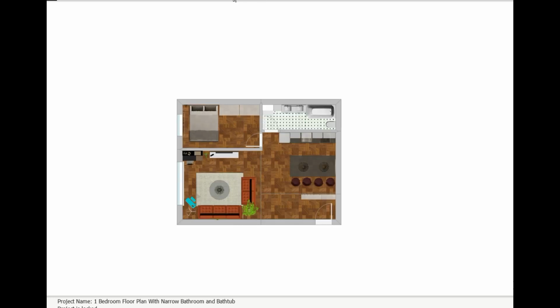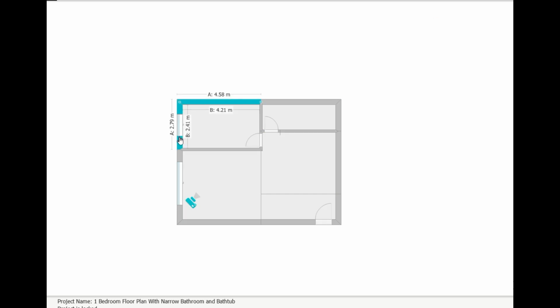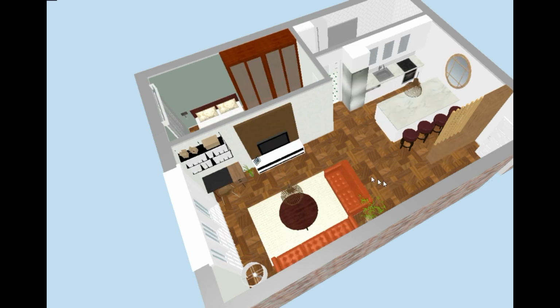So if we see the dimensions of this plan, here we can see 4.3 meter, 4.5 meter, 2.7 meter, 4.2 meter, 4.28 meter, 4.6 meter, and 3.50 meter, 1.72 meter. After that we are moving toward the 3D of this apartment.